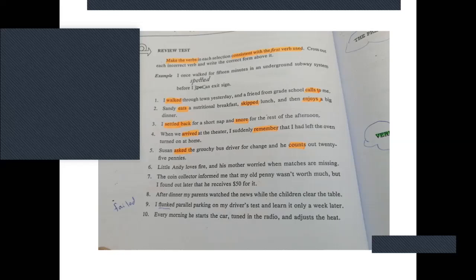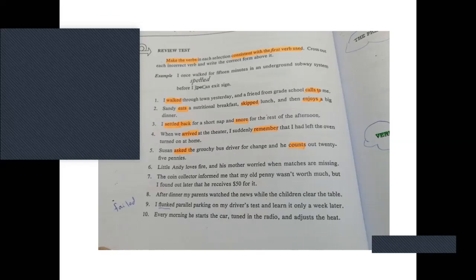Ayal Ali. Yes. Number 2, darling. Sandy eats a nutritional breakfast, skips lunch, and then enjoys a big dinner. Excellent. Why do we keep the simple present tense over here? Because it's talking about a routine, things that always happen. Excellent. That's her routine. She eats a nutritional breakfast, skips lunch, no lunch for her, and then enjoys a big dinner. I guess that Sandy should be a very fat person because she doesn't eat in a good way.